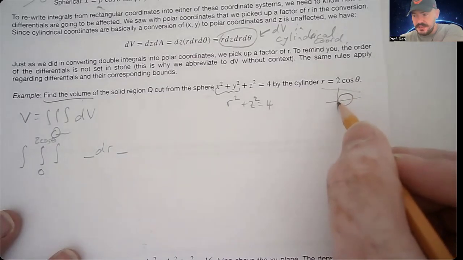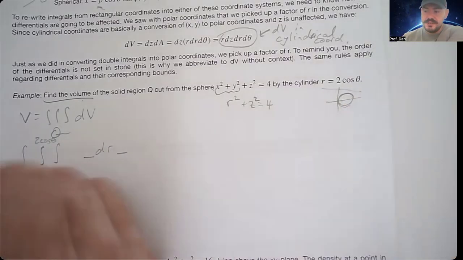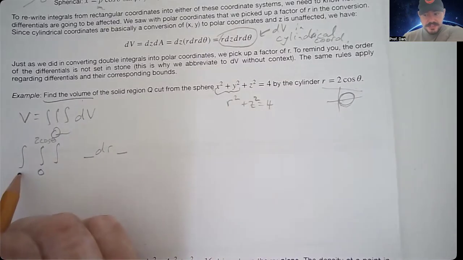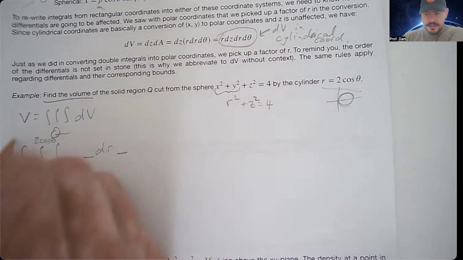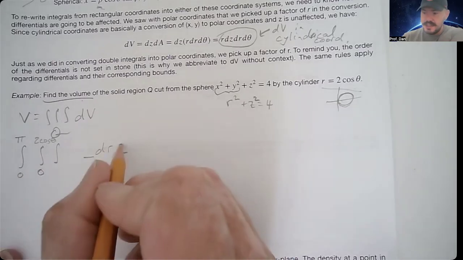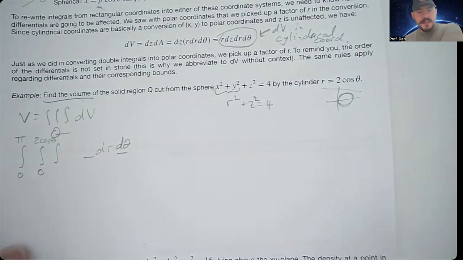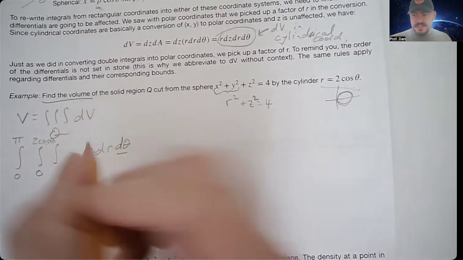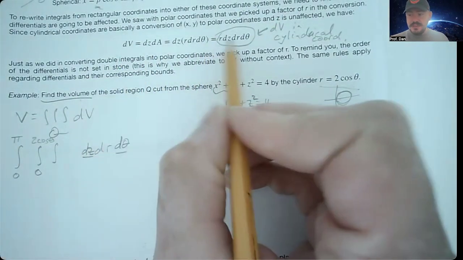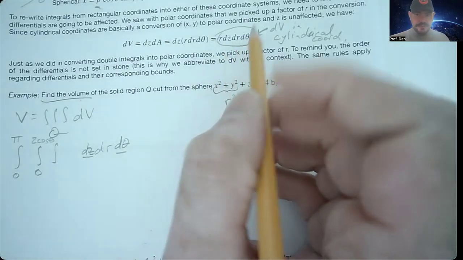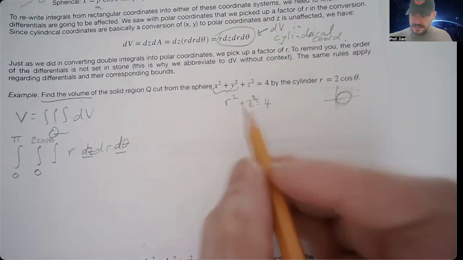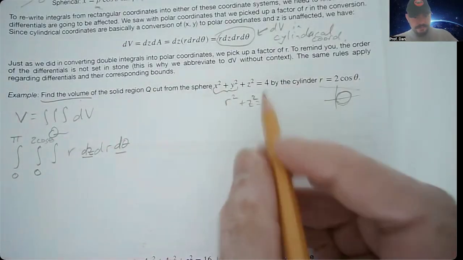So since I only need to go from 0 to pi to trace this out, that's going to give me my bounds for theta. Because both of those bounds are numbers, I know that this is going to go on the outside, 0 to pi and d theta. Now the last part, I know that my first differential is going to be a dz, and I know that dV is replaced by r times the three differentials. Okay, so now I have to figure out what my bounds for z are.